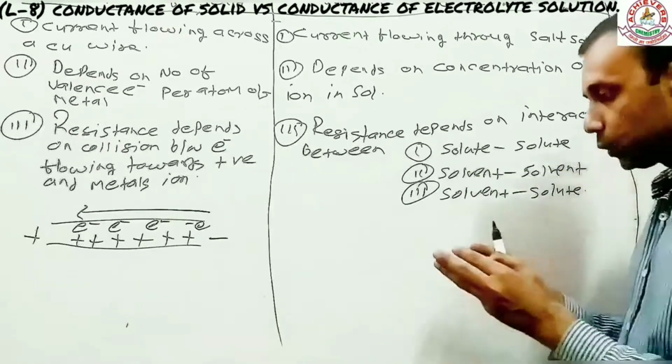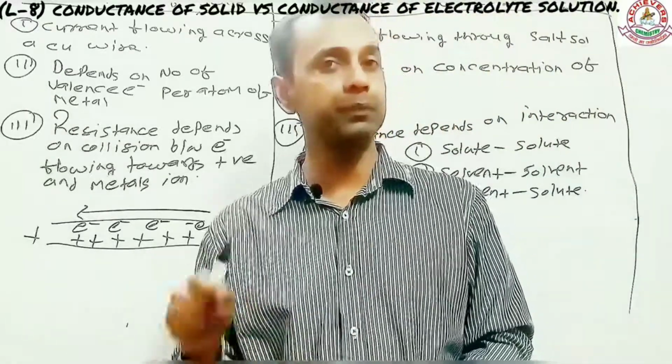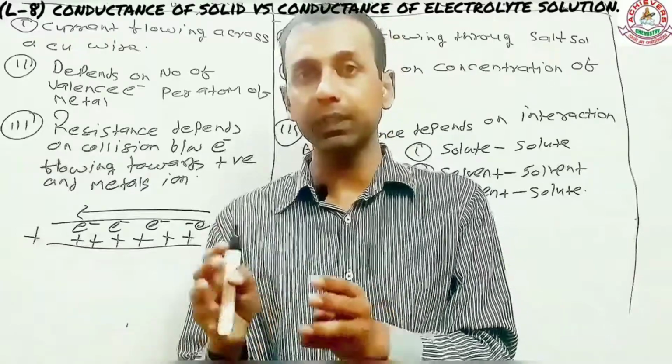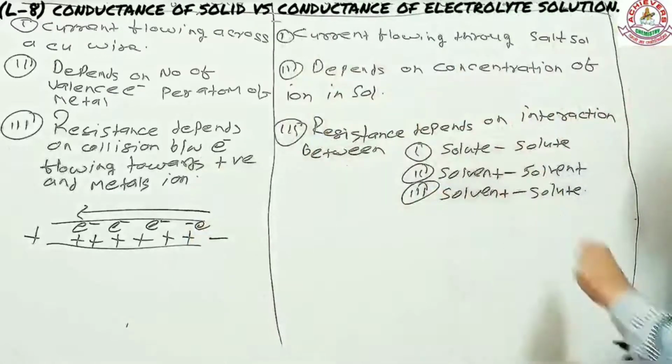Because the ions have to be free. You need to understand that ions must be free. But what is happening here? There is an attraction. That attraction does not let them flow freely. So the attraction is the cause of the resistance here.